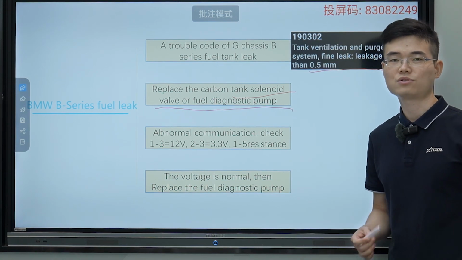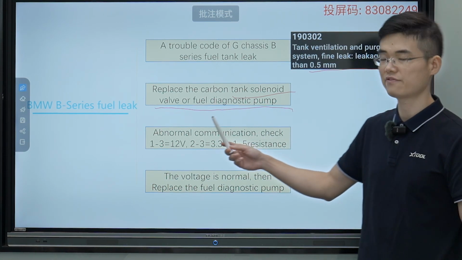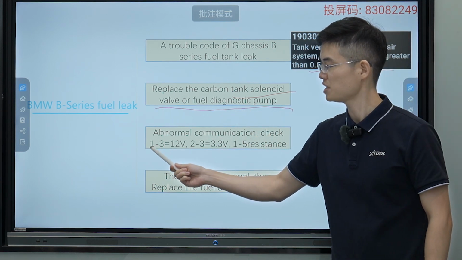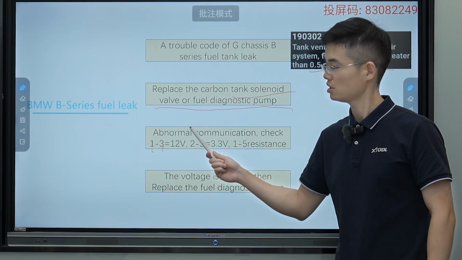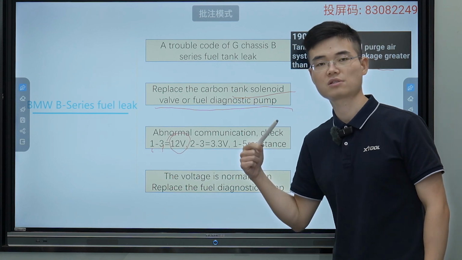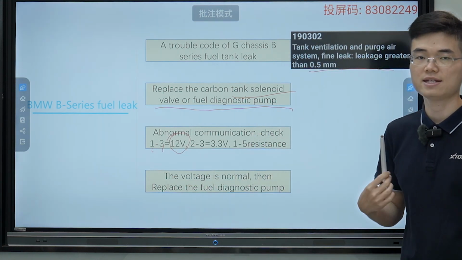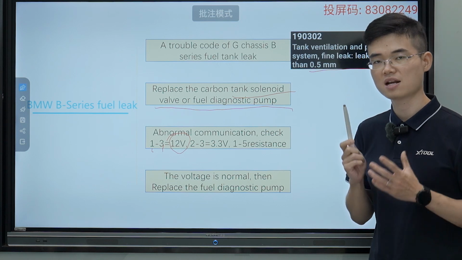First, take out your multimeter and test the power supply voltage. Test the pin 1 and pin 3 voltage. If it's around 12 volts, that means the power supply is okay. If not, it may be a power supply problem.